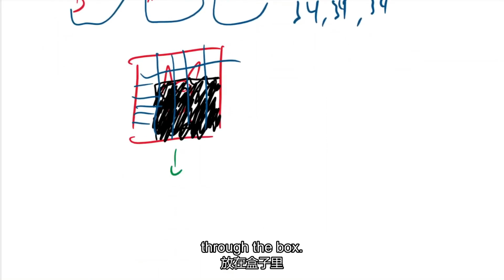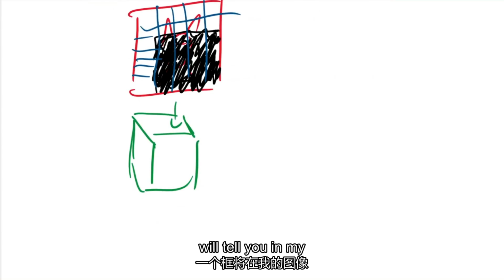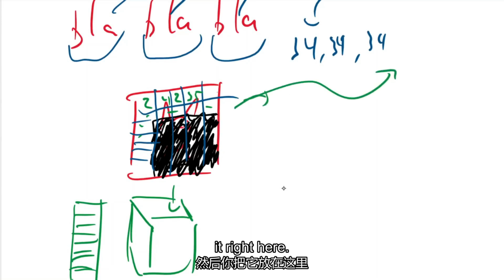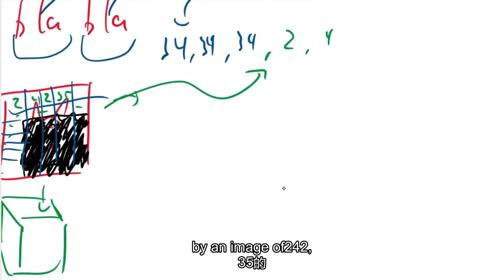So you run it through the box, and the box will tell you for each of these grid outputs, well, in my vocabulary of image pieces, this here is number 2, this here is number 4, this is 2 again, this is 35, and so on. So you do this left to right, top to bottom, and then you put it right here, okay? So this is followed by an image of 2, 4, 2, 35.